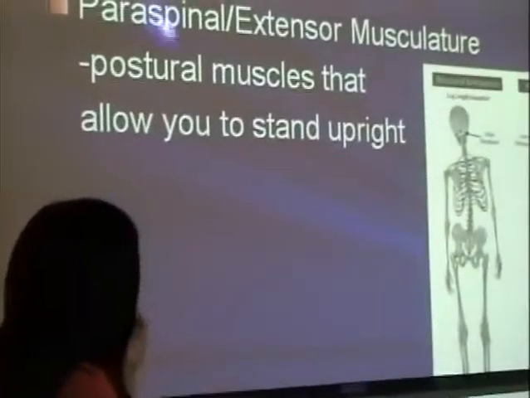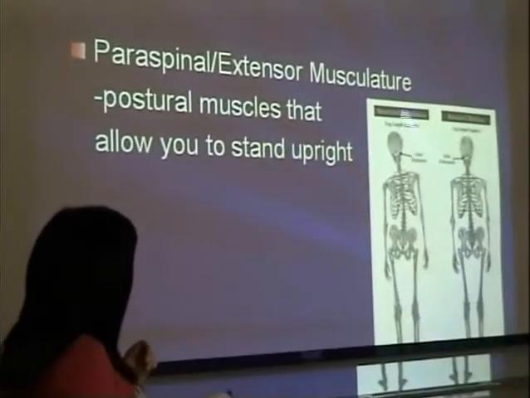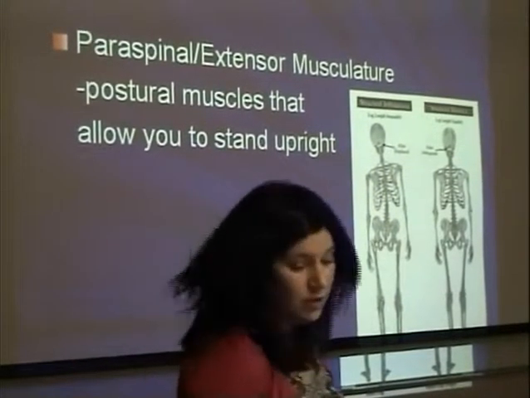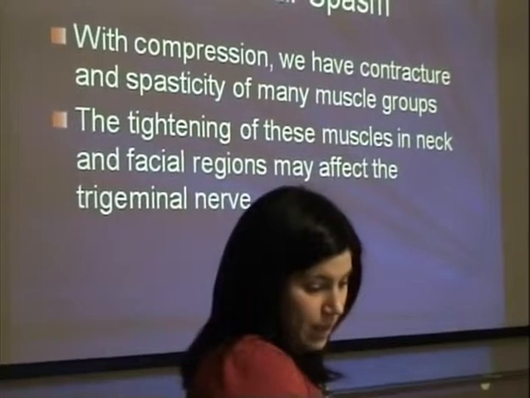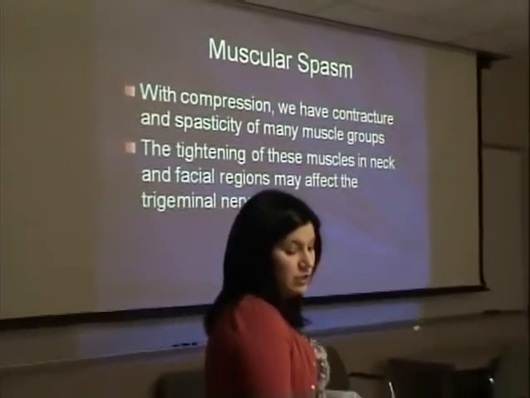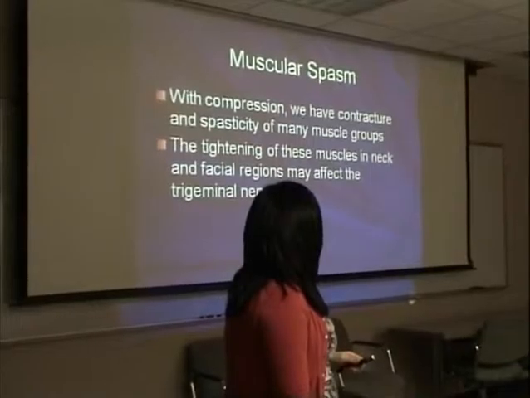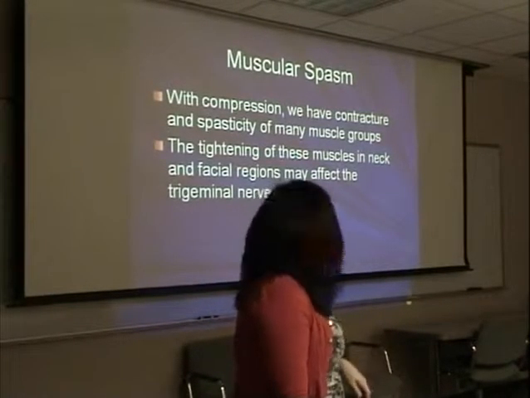And what happens is the muscular contraction, when you're out of alignment, is going to be crooked when the muscles are tight. And with compression, we have contraction and spasticity of many of the muscle groups. And the tightening of these muscles in the neck and facial regions may affect the trigeminal nerve as well.